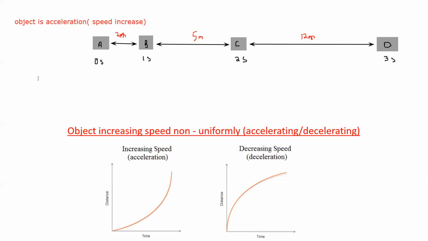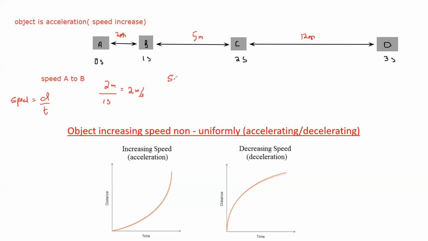Now what about the speed of this object from A to B? To get the speed, the formula, we know speed is distance traveled divided by time taken. So from A to B, what is the distance traveled? It covered 2 meters, divided by how much time it took to travel from A to B, which is 1 second. So 2 meters divided by 1 second comes out as 2 meters per second. So moving from A to B, the object is moving with 2 meters per second.